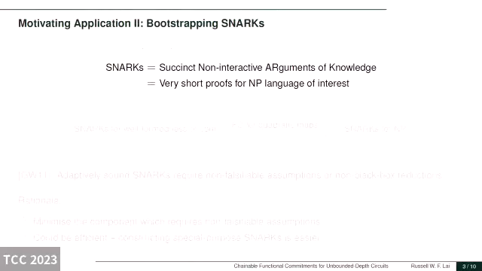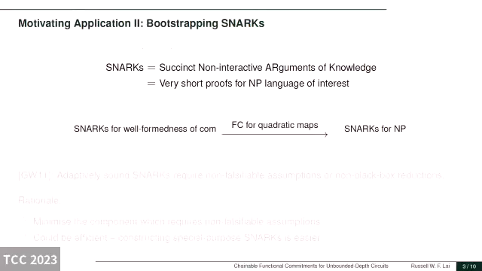So another motivating application is to bootstrap a snark. And in the previous talk, you already learned what a snark is, so I'm not going to repeat. In order to construct a snark for all NP statements, it suffices to construct an FC scheme for, let's say, quadratic polynomials. And then we equip this FC scheme with a special purpose snark, which is only used to prove the well-formedness of the commitment, but nothing about the relation. And this whole construction is, in fact, the snark for NP.